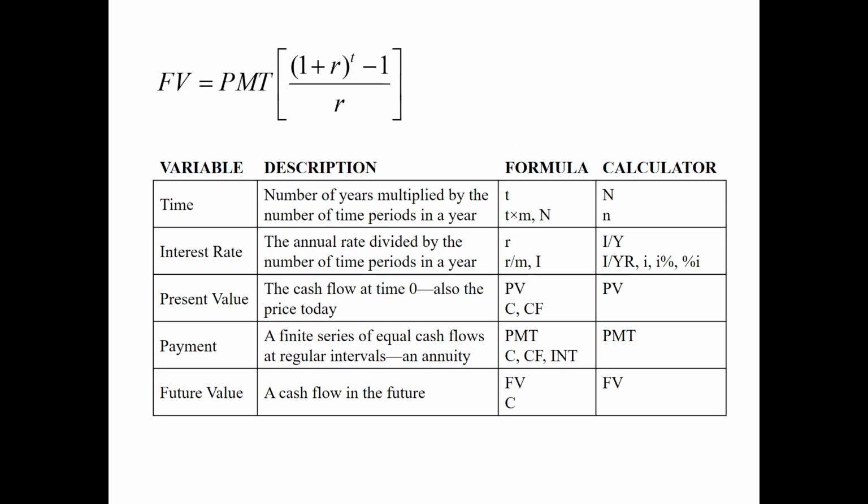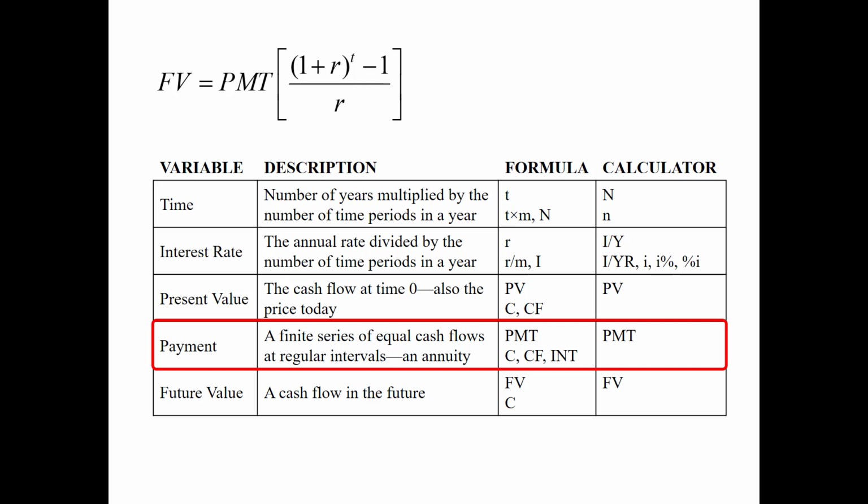Here we see our variables, where our time is going to be the number of years multiplied by the number of time periods or compounding periods in a year. Our interest rate is going to be the annual rate divided by the number of time periods in a year. We're going to call that a periodic rate. Our present value is going to be a cash flow at time zero. Our payment is going to be our annuity, and that's going to be a finite series of equal cash flows that occur at regular intervals.